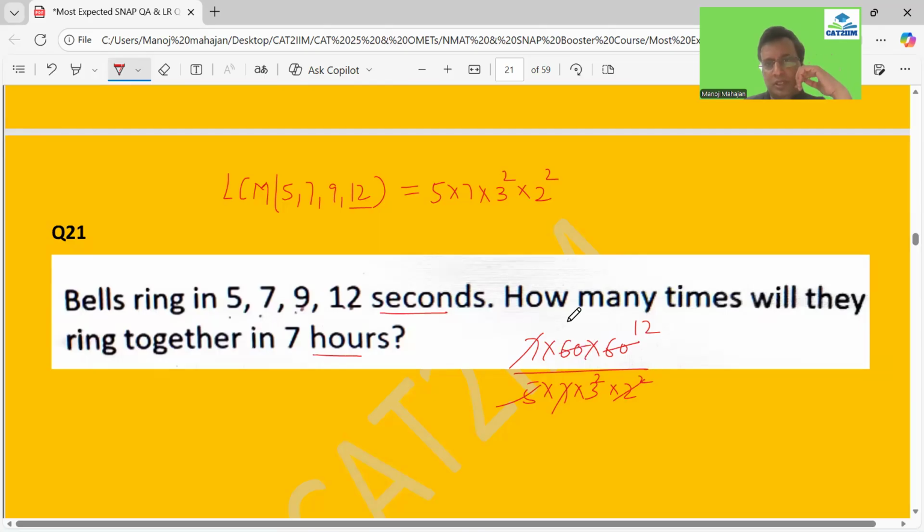4 and 60, that would be your 15. So 15 into 12 divided by 3 into 3. So what do I get? 5, 4. So that gives me 20, right?